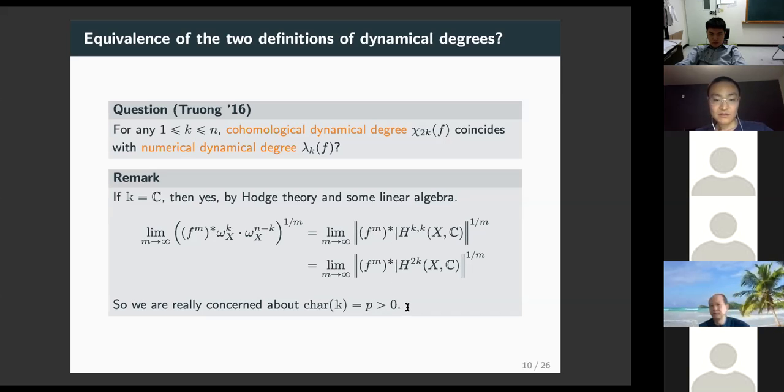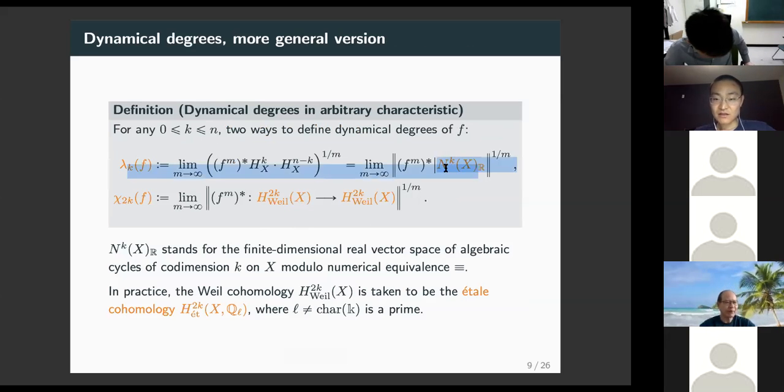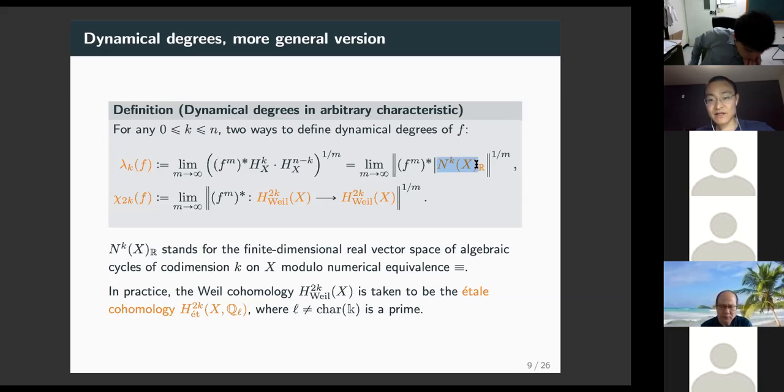May I ask a question? Yeah, sure. On the previous page, can you define the number of cycles over C also? Yeah, sure. You can replace R by C. This doesn't matter because this N^k(X) is, first of all, a finitely generated abelian group. So it's defined over Z. It's a Z-module. It's not a finite number, right? No. This N^k(X) is a finitely generated abelian group.